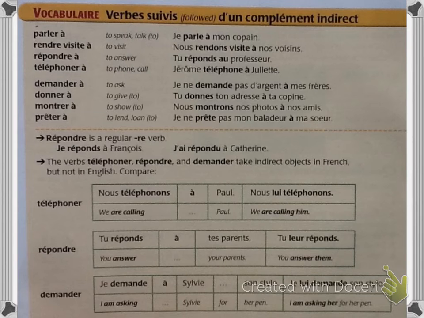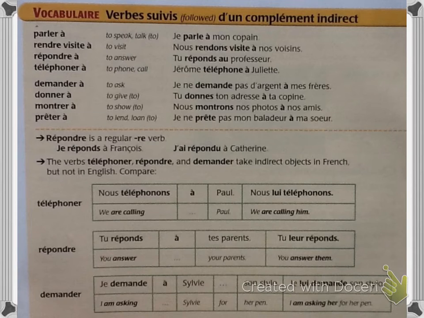So vocabulary, verbs suivis d'un complément indirect. So these are verbs that are followed by an indirect object. Parler à. Je parle à mon copain. Rendre visite à. Nous rendons visite à nos voisins. Répondre à. Tu réponds au professeur. Téléphoner à. Jérôme téléphone à Juliette.